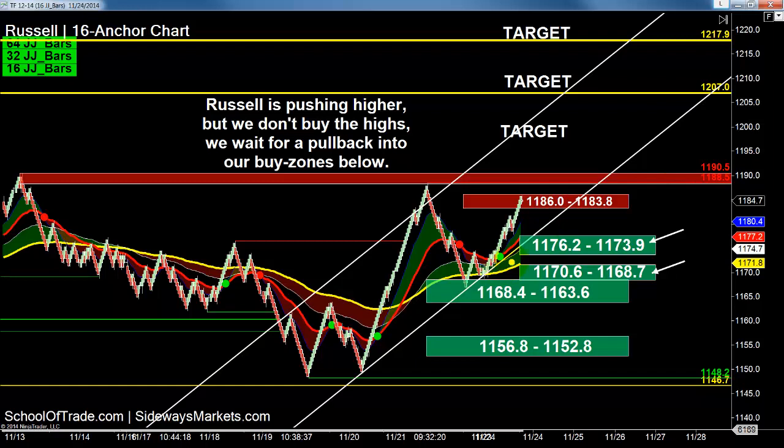Now, what if we never pull back and then go higher? What do we do if we keep going higher here? We do not buy. Do not buy these highs.